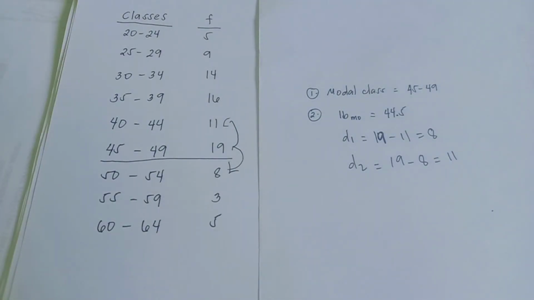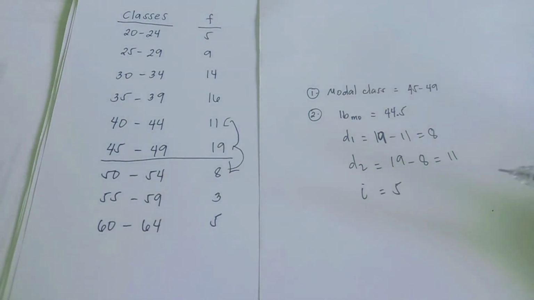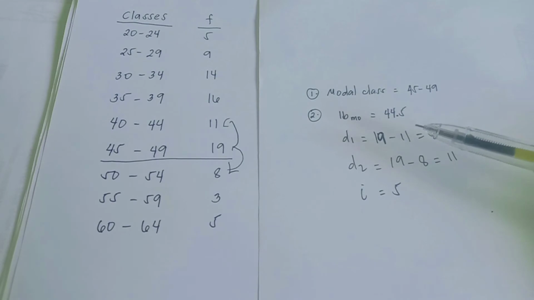Sunod, nakuha na natin ang d sub 1, d sub 2. Next is the class interval or the interval size. Okay, so sa interval size, alam naman natin ang interval niya ay 5. Okay, so 20 plus 5, 25, 30, 35. Dito naman sa upper limit, mag-minus lang. 20 plus 5 is 25 minus 1, 24. Okay, so I think nakuha na natin lahat yung nasa formula. So, ang gagawin na lang natin is just simply substitute these values.